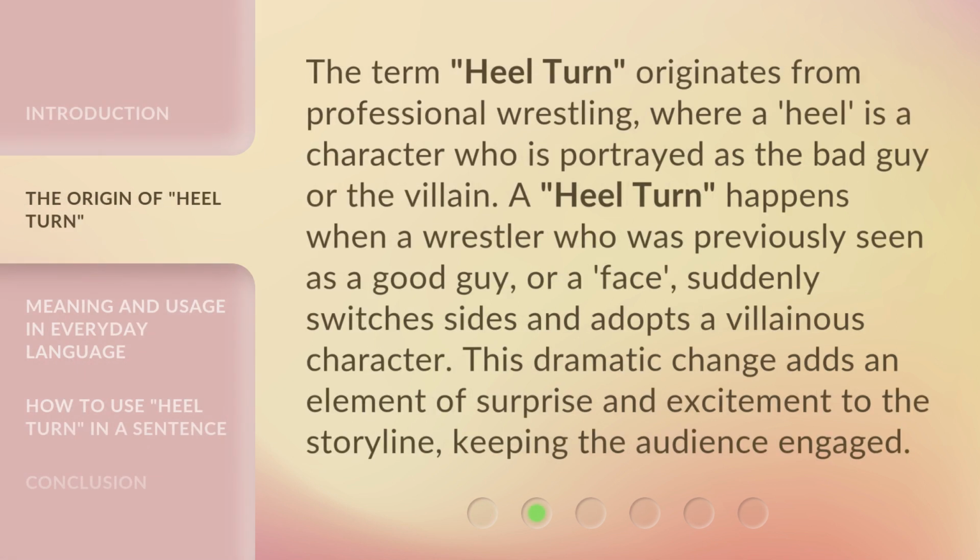The term, heel turn, originates from professional wrestling, where a heel is a character who is portrayed as the bad guy or the villain. A heel turn happens when a wrestler who was previously seen as a good guy, or a face, suddenly switches sides and adopts a villainous character. This dramatic change adds an element of surprise and excitement to the storyline, keeping the audience engaged.